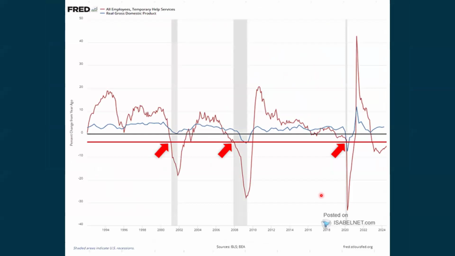Okay, then we also keep an eye on all employees and temporary help services. This is going back up. We dropped below the red line, but did not go into a recession, where other times we have gone into a recession.